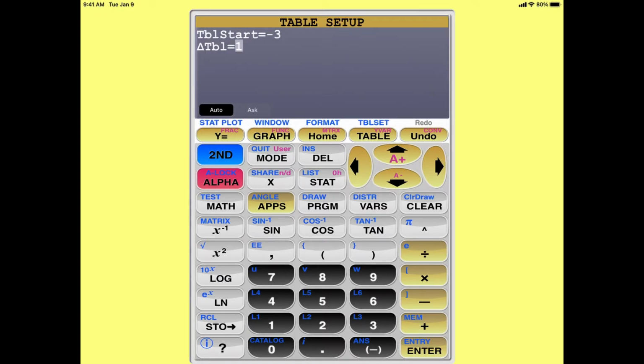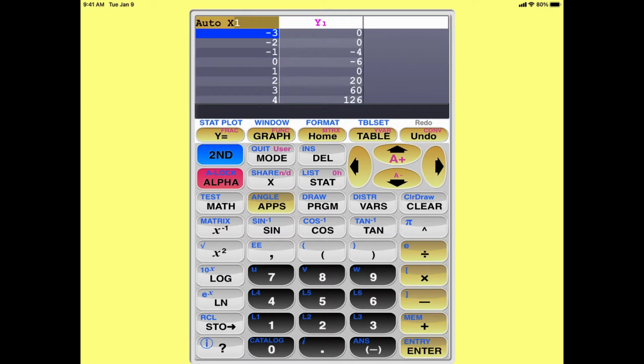I'm just starting at -3 and change of 1. And then I'm just going to press table. Ooh, look at all of that. Bingo, bingo, bingo. You see all the zeros there? It's telling us that x equals -3, -2, and 1 are all integers as our zeros.